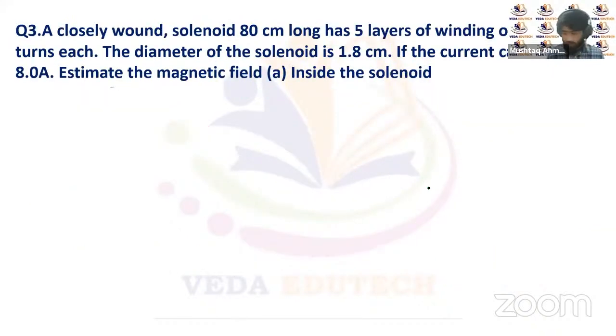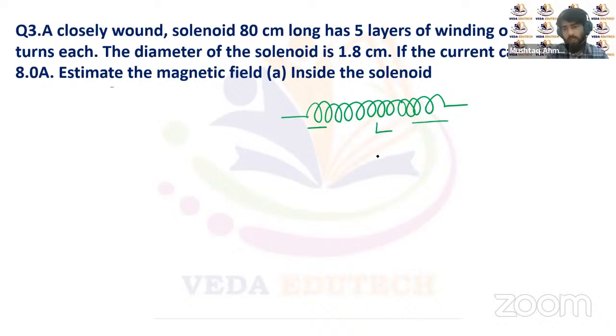Let's move on to the next question. The next question is about a closely wound solenoid. We know the magnetic field due to a solenoid. Let's suppose this is the solenoid here, and the length of the solenoid is L. If N is the total number of turns, then the number of turns per unit length is N by L.